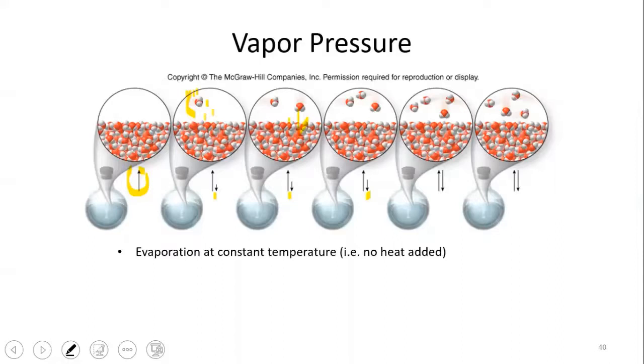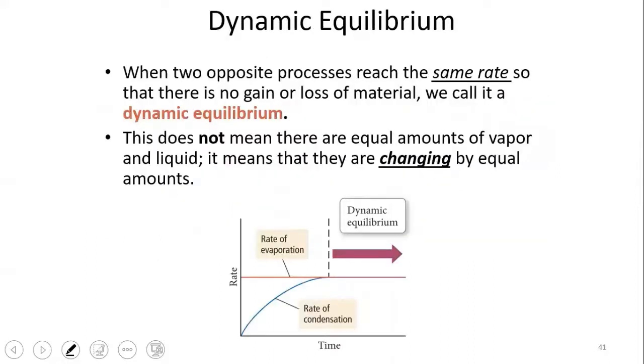And after a while, what you're going to see is that at some point, the rate of condensation is going to equal, there on the right, the rate of vaporization. All right. Remember, it doesn't mean that you have the same number of molecules in each phase. All it's saying is that liquid is vaporizing at the same rate that vapor is condensing. The actual amounts don't have to be the same, but the point is that you've established something that's called a dynamic equilibrium.